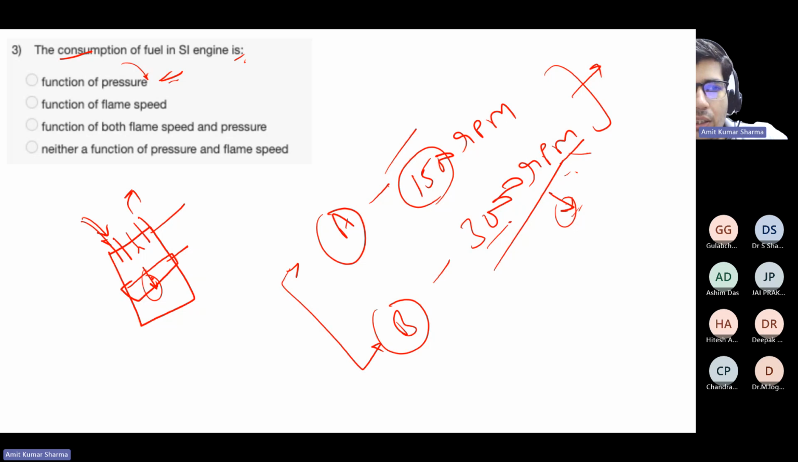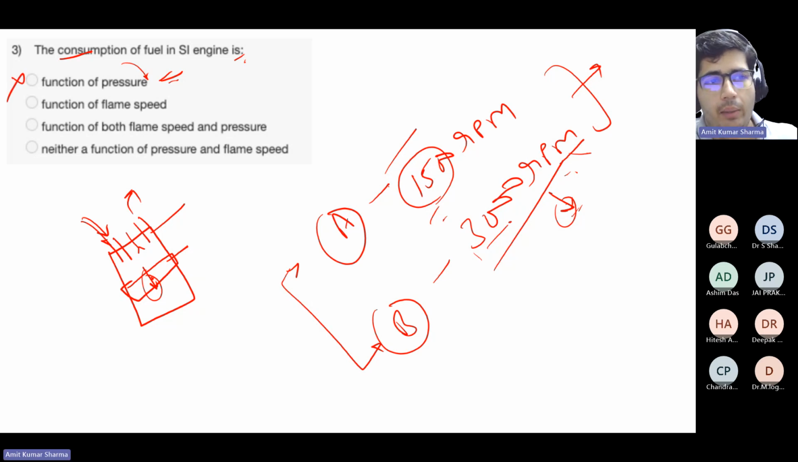It's not changing. So what will change if you increase the RPM? Is the pressure changing? No. In each compression stroke, the compression ratio is fixed, so the pressure is already fixed. If you increase the RPM, then in one minute there are double the compression strokes, more overall strokes. So you can eliminate option A.